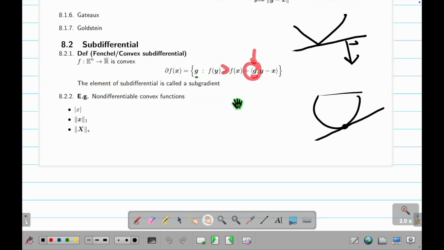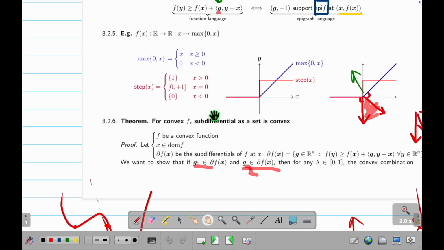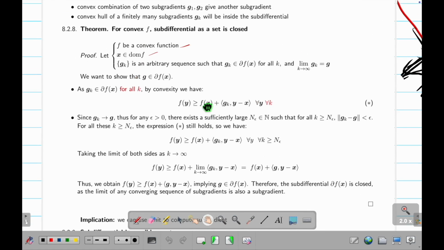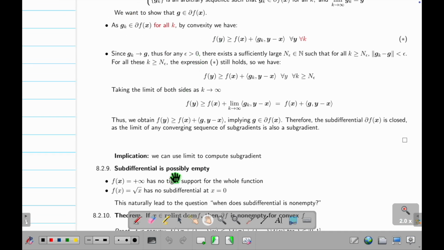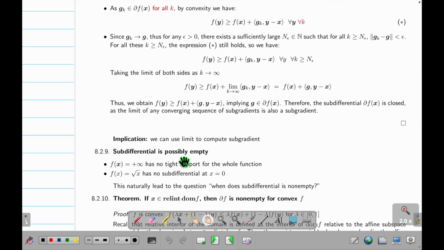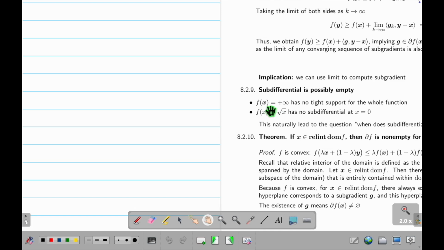I just showed that, number one, subgradient is a set. This is a set. So we talk about, is it a convex set? Yes, it's a convex set. Number two, it's a closed set. Number three, it's possible this set is empty. For example, I have a function that is positive infinite everywhere.